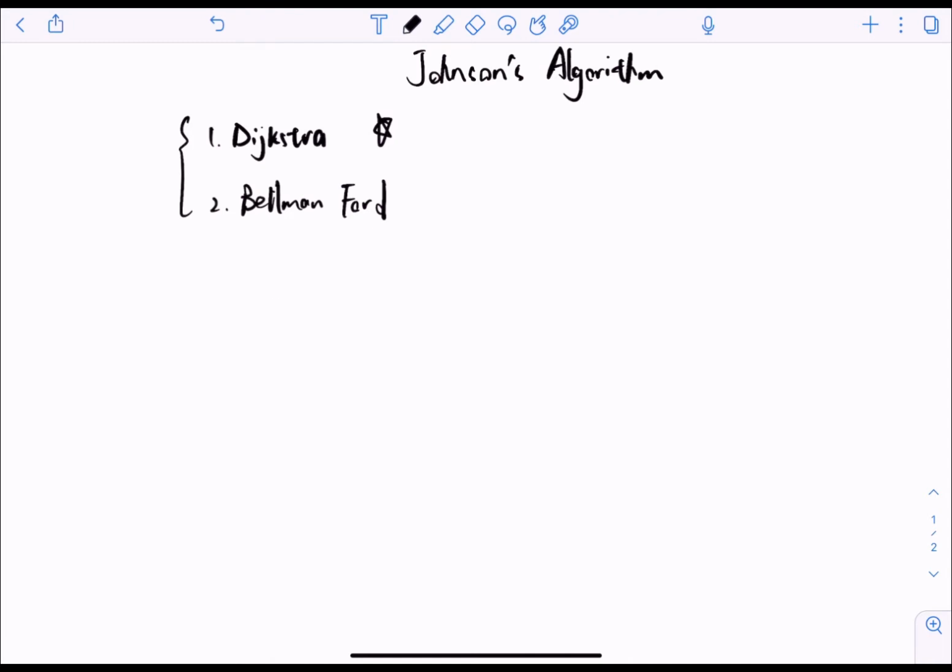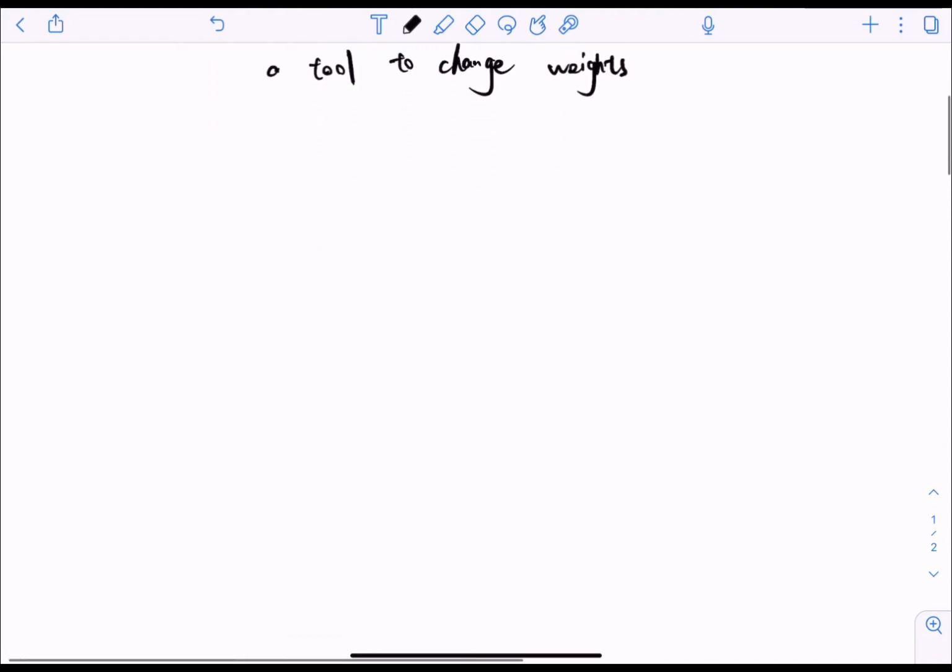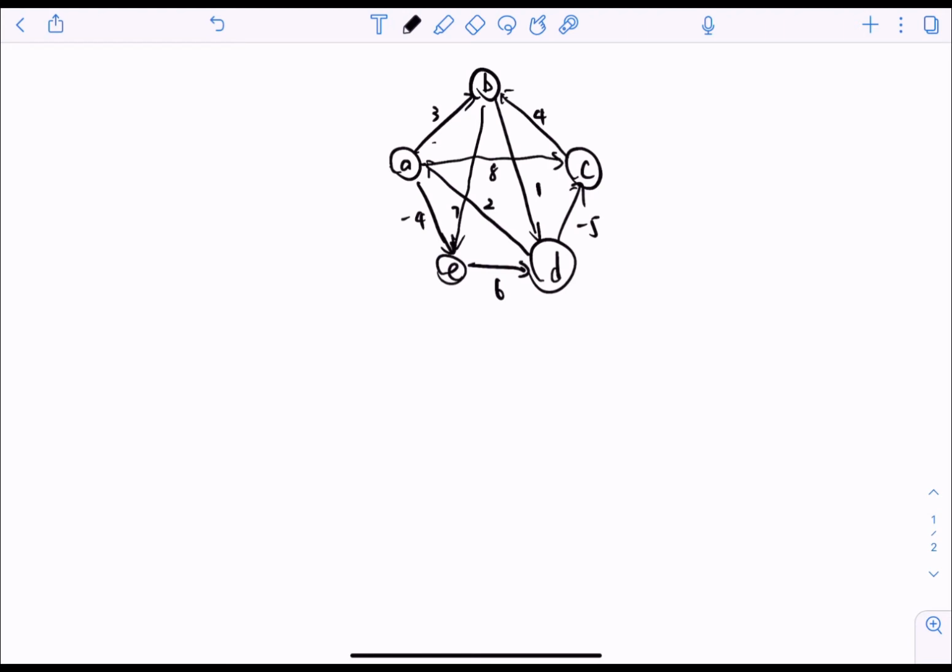Johnson's algorithm is an important way to change weights in a graph so that we can make the graph satisfy the standard of using Dijkstra's algorithm. Okay, let's start to inform it. I will give you guys an example to help you understand it. Here's an edge-weighted directed graph G. We say there are some edges with negative weights in this graph so that we can't use Dijkstra's algorithm to find the shortest path.